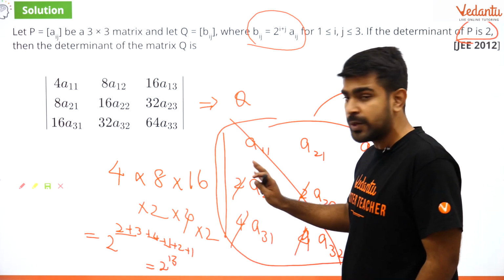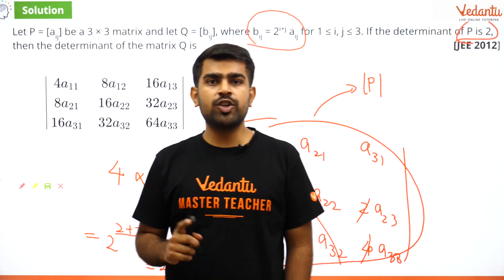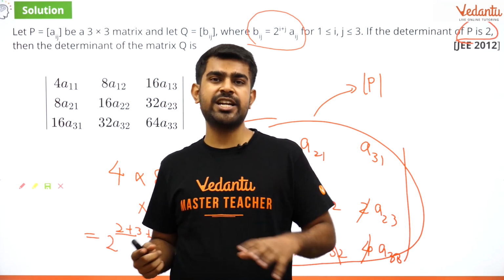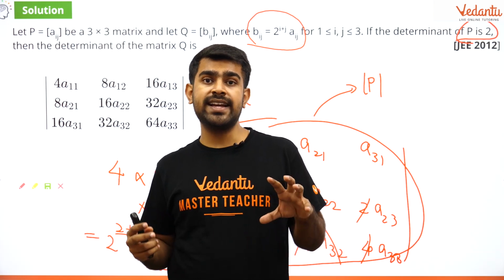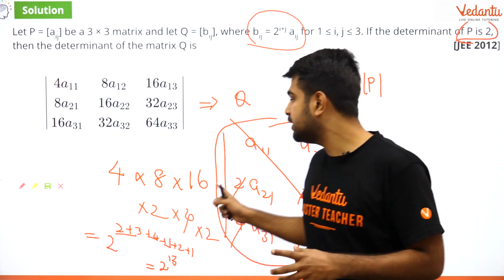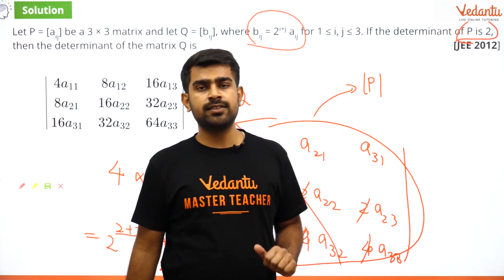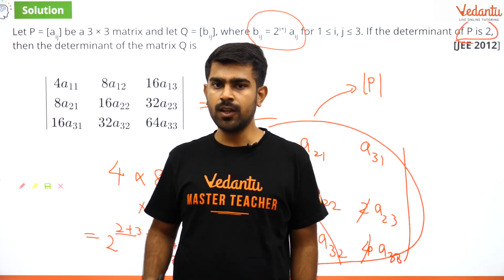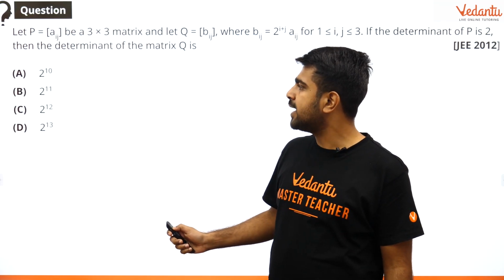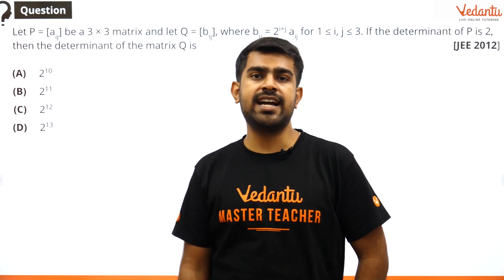Okay, so I hope this question is clear. It's a good question. It was asked in JEE Advanced 2012. It shows the application of the properties of determinants, wherein you can take a scalar out. Here you cannot take a scalar out the way you want. You need to follow an order so that it becomes easier, so that you get the determinant of P in the end. That is what I have done, and I hope all of you have got it. Okay guys, so I am going to end it right here. The answer, let us mark it. It is going to be option D, which is 2 to the power 13.